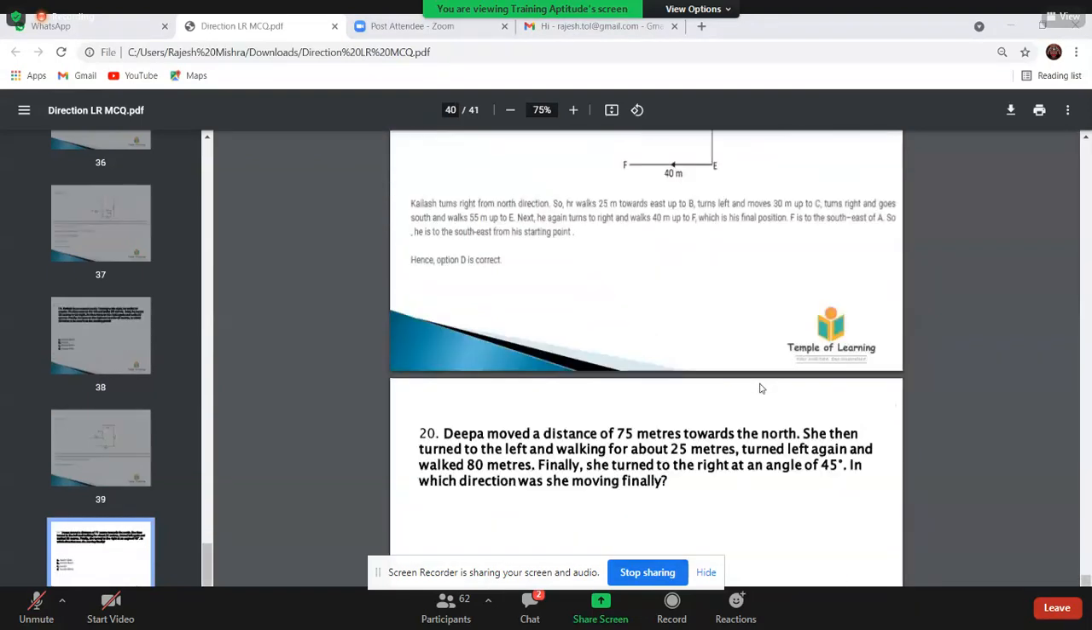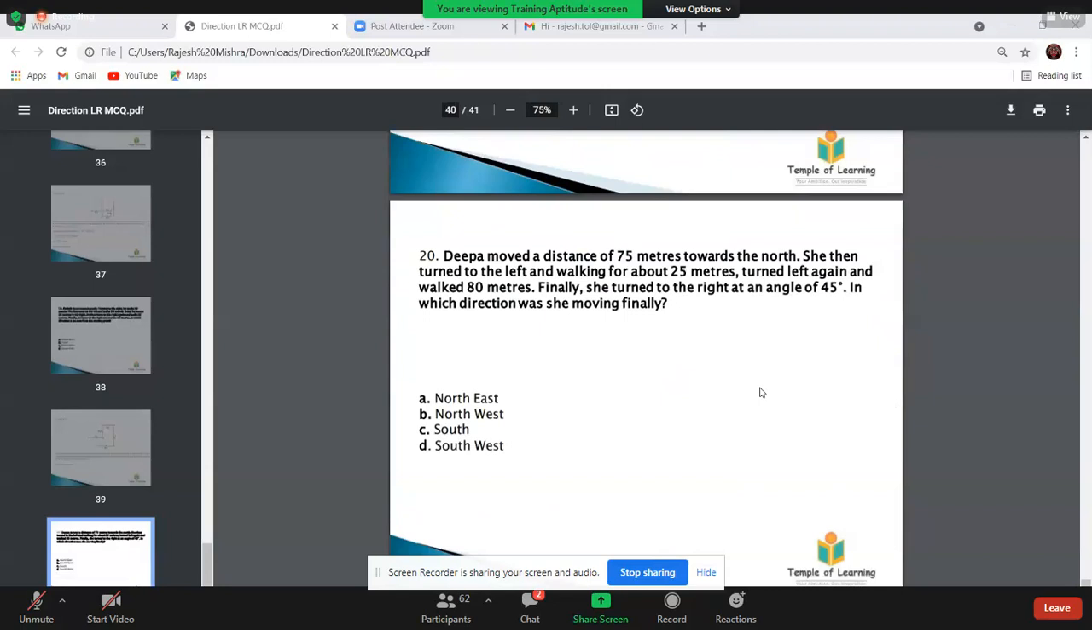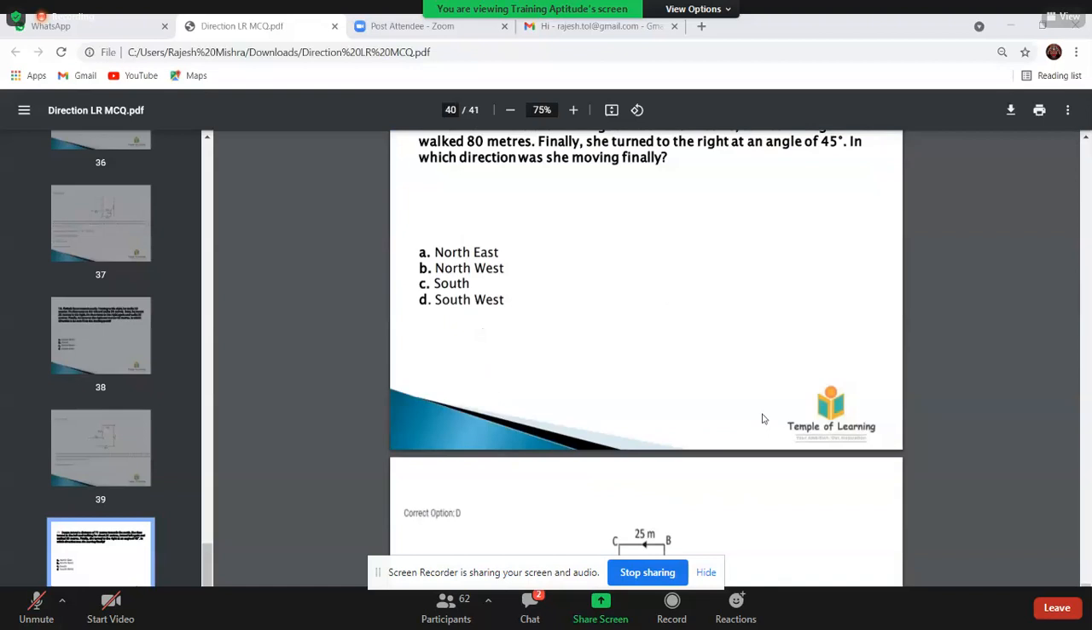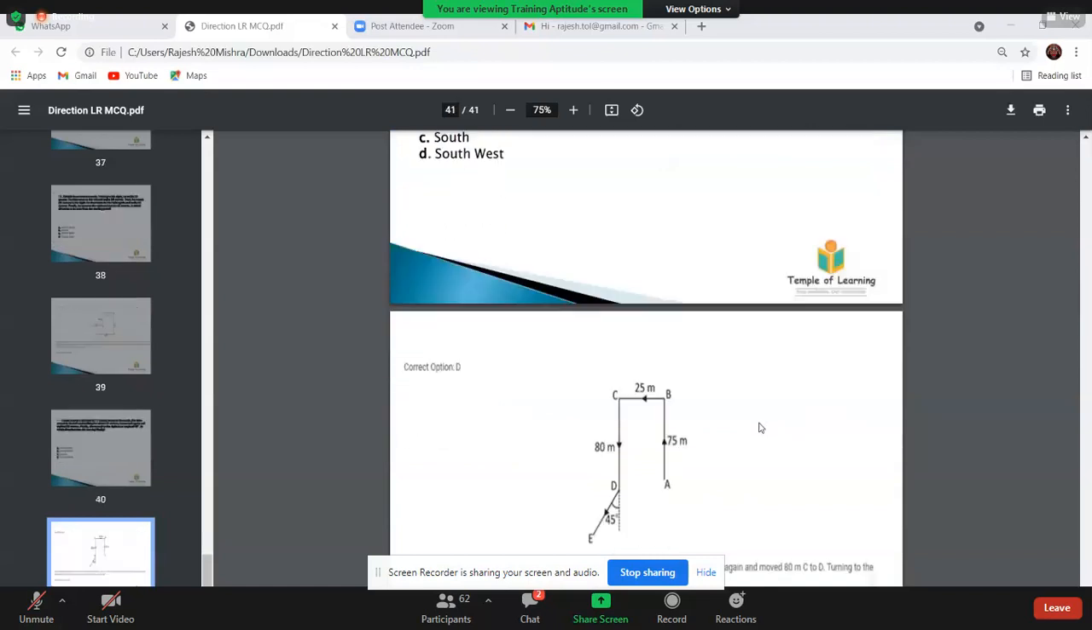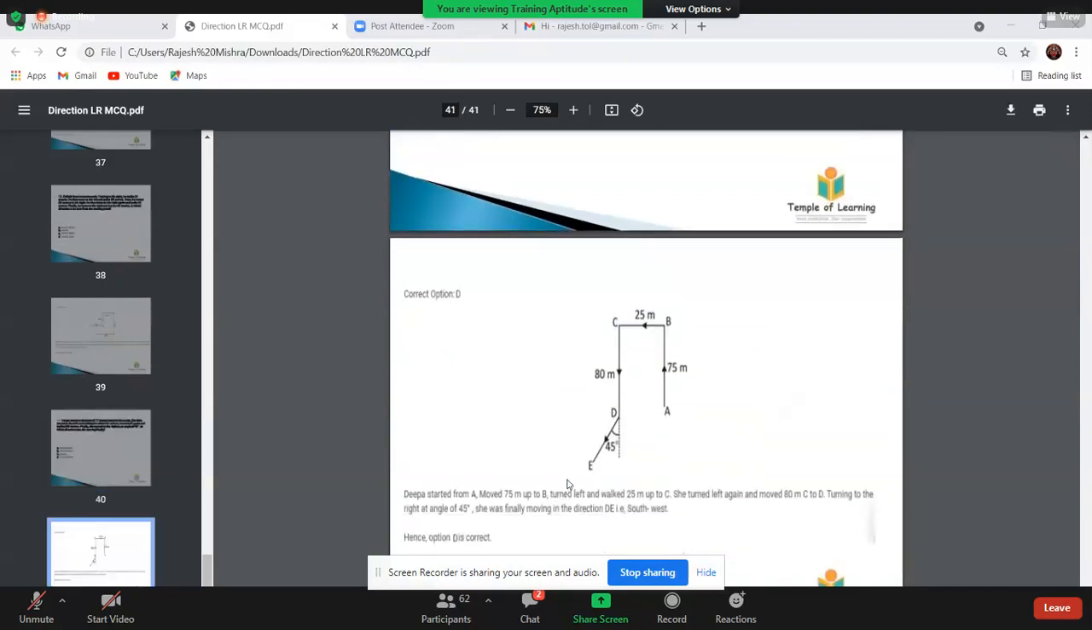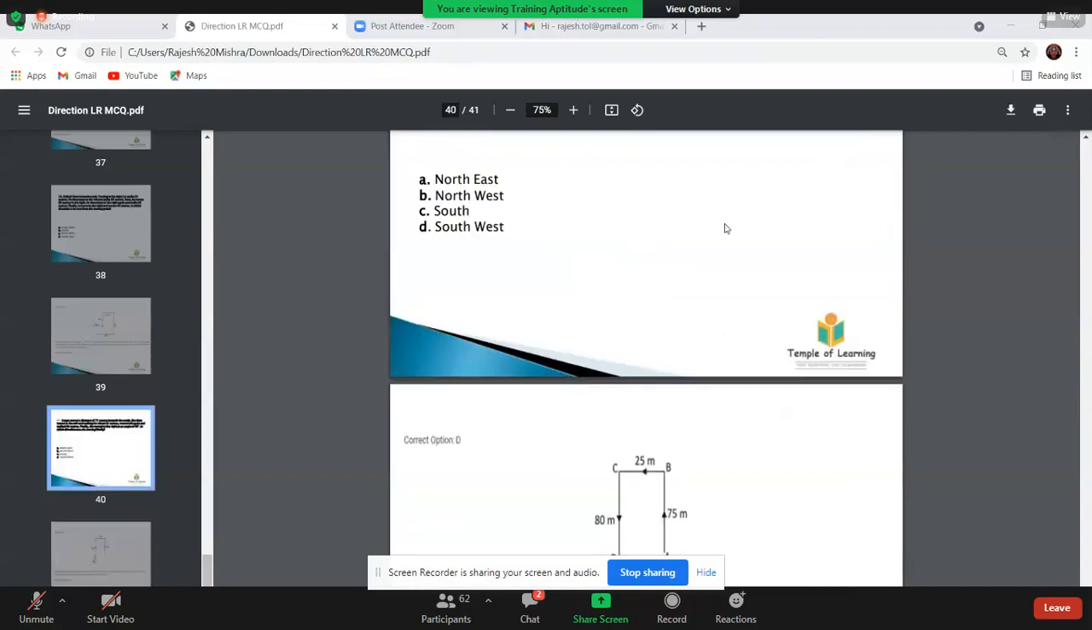All right, students, that brings us to the last question for the day. Very easy question, simple question. Turn to the right at an angle of 45 degrees. 45-degree movement is easy. Okay, this is the diagram. Which direction was she moving finally? Finally, she's moving in the southwest direction.